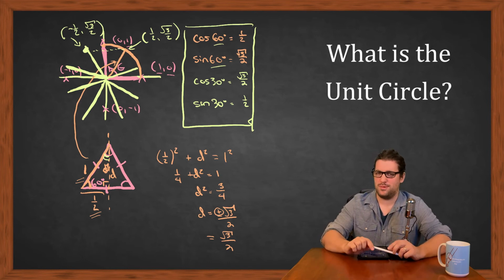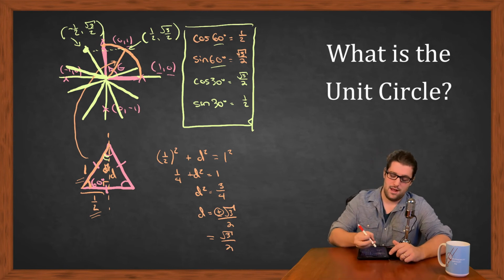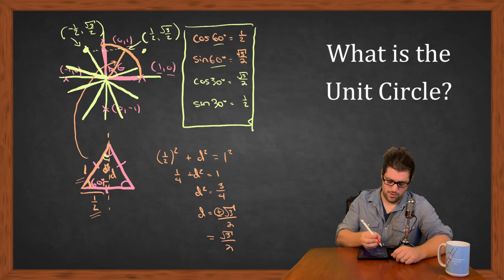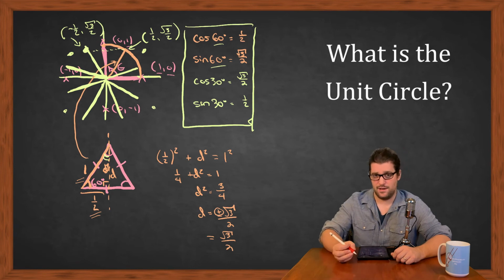You are probably very aware that stuff up here in this quadrant is positive x, positive y, then negative x, positive y, then negative x, negative y, and positive x, negative y.